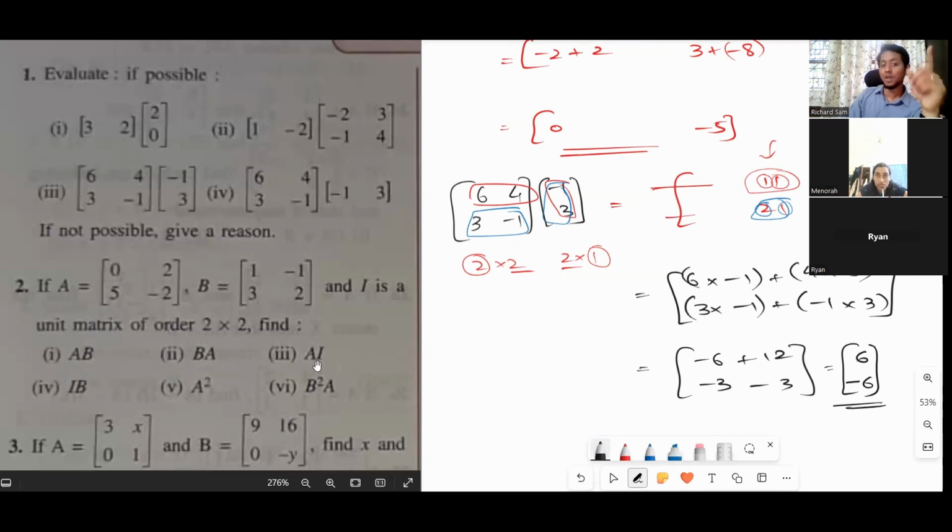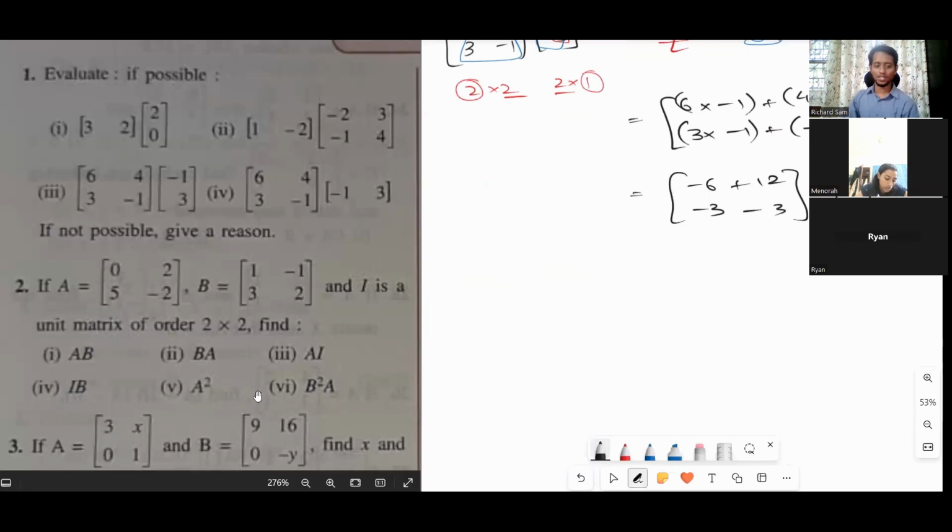Then next is A into I. What is I? I is a unit matrix. Unit matrix is also called identity matrix, where the diagonal will be 1. I showed you in the beginning, right? Yes, that is matrix I. Then IB you have to find, then A square. A square means A into A. You multiply A with itself. And B square A means B into B into A.